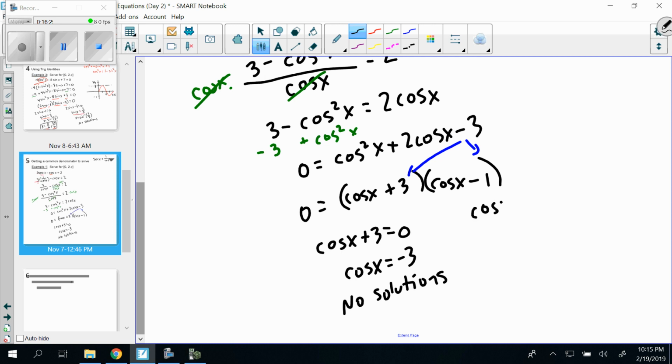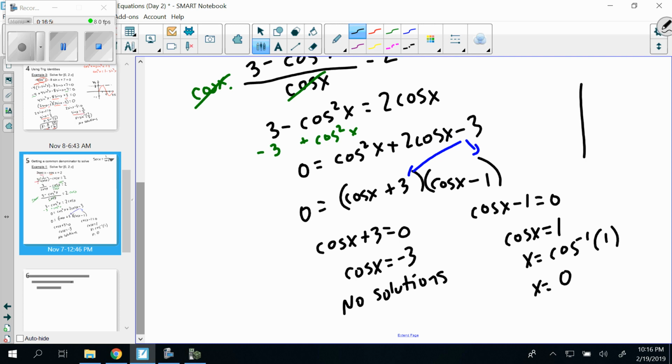This other one, though, cosine x minus 1 equals 0. That means cosine x equals 1. There should be a place where cosine x equals 1. Do inverse cosine of 1, and you are going to get the value of 0. Only place where cosine x equals 1 is at an angle of 0, because the only ordered pair where x is 1 is right there. So only answer on this one is 0. Any other angle's not going to work.